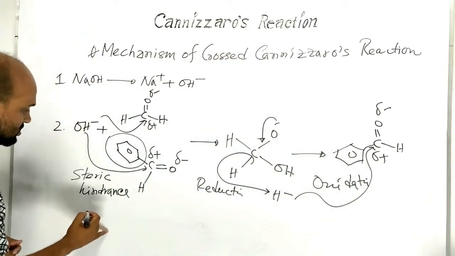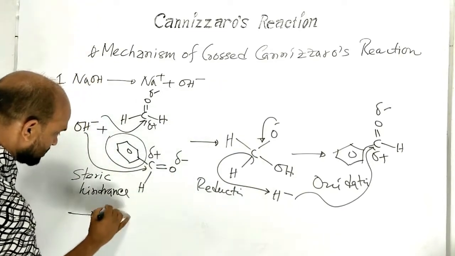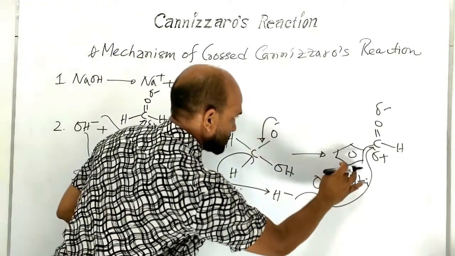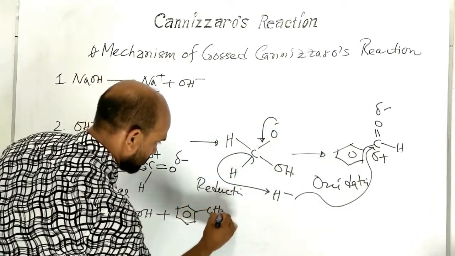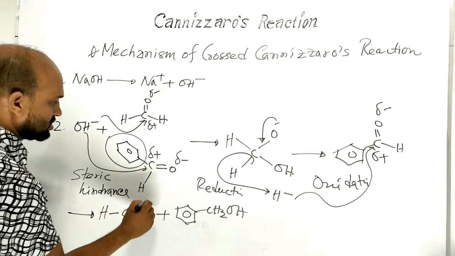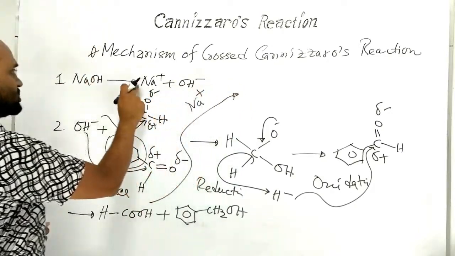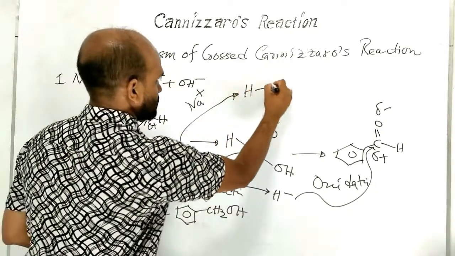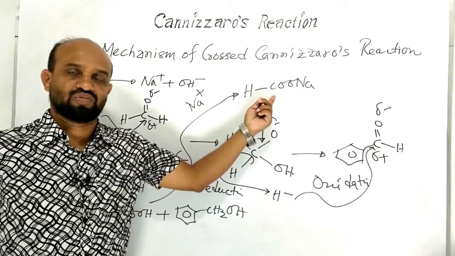Now from this ion we get formic acid and benzaldehyde turns into benzyl alcohol. This formic acid combines with this sodium, which is produced at the step 1 to form sodium salt of formic acid, sodium formate.